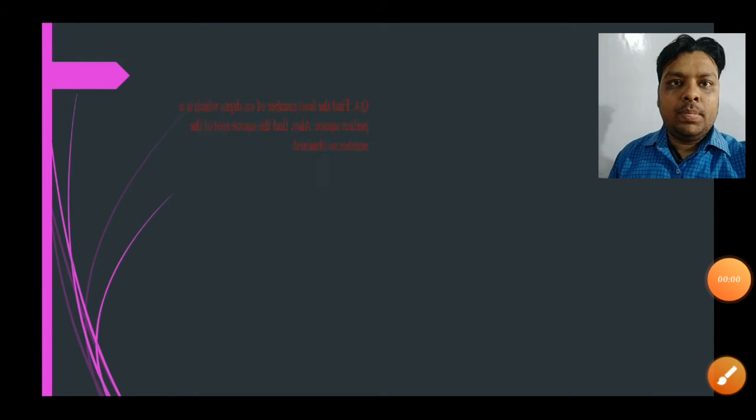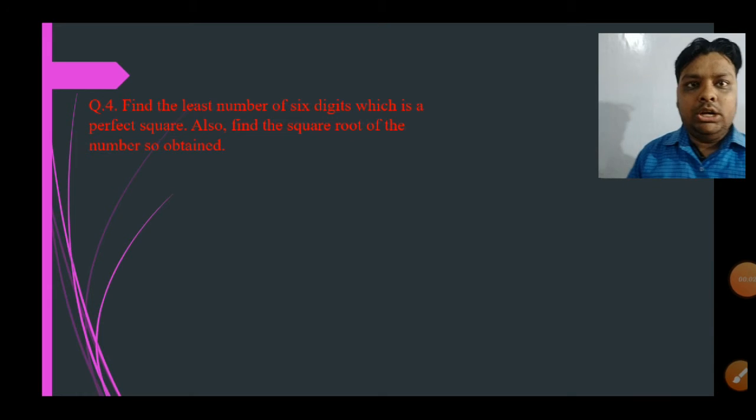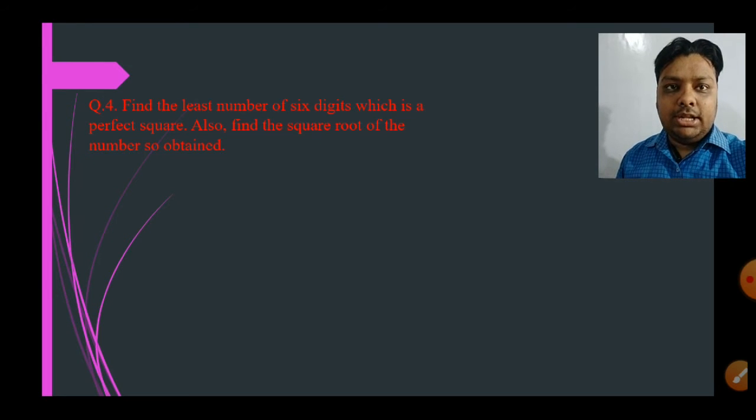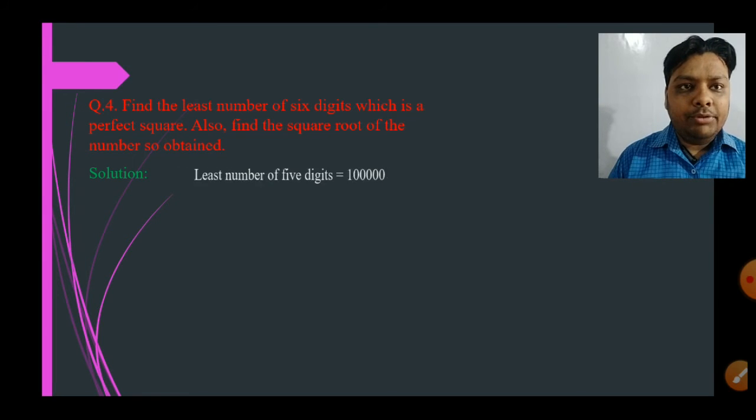Students, the next question here you can see: find the least number of 6 digits. This time we have to find the least number of 6 digits which is a perfect square. No number is given, and we also have to find the square root of the number so obtained. Again, we know that the least number of 6 digits is 1 and 5 times 0, it means 1 lakh.